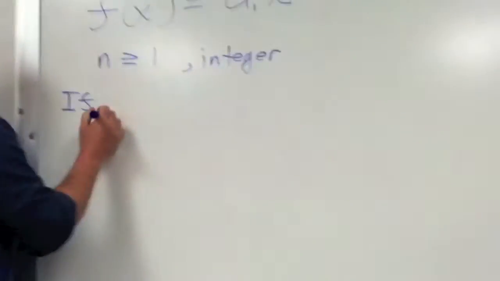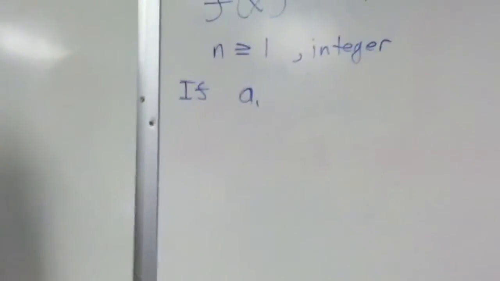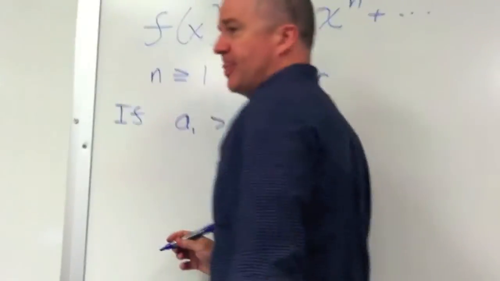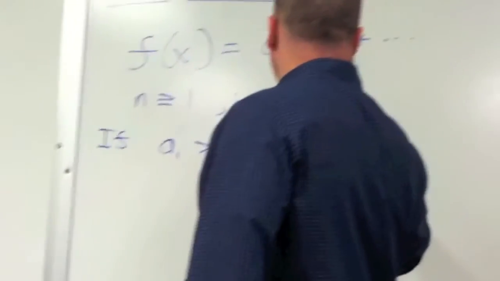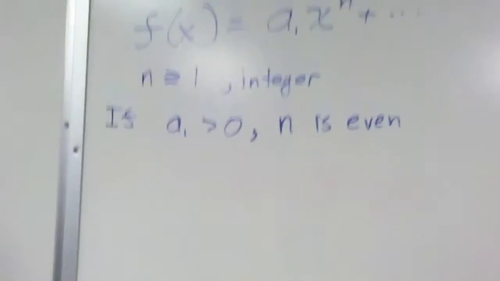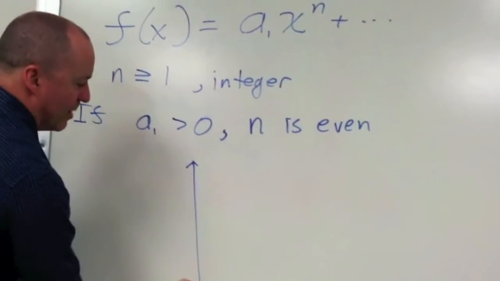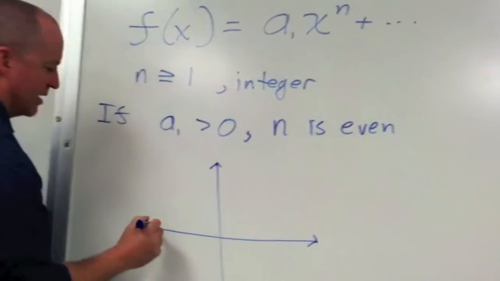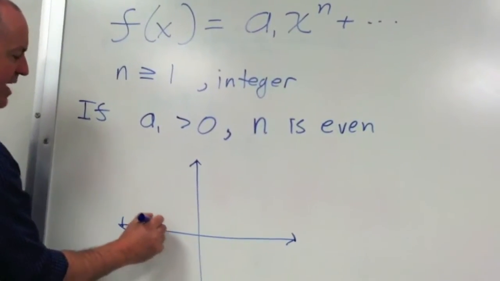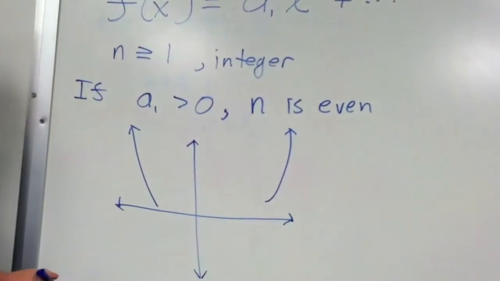If a sub 1, your leading coefficient, your very first number you see in the polynomial, is positive, and n is even, then your polynomial at its end behavior will go up in both directions.